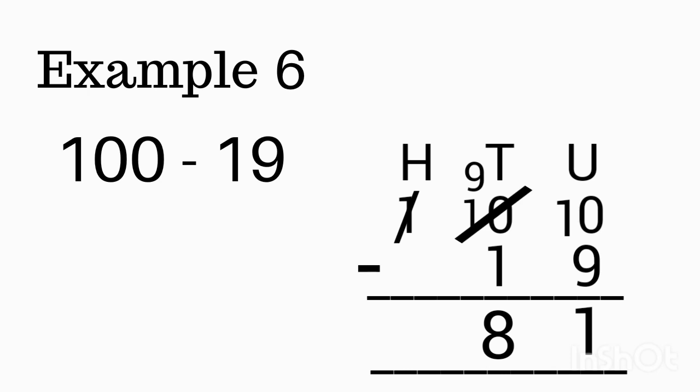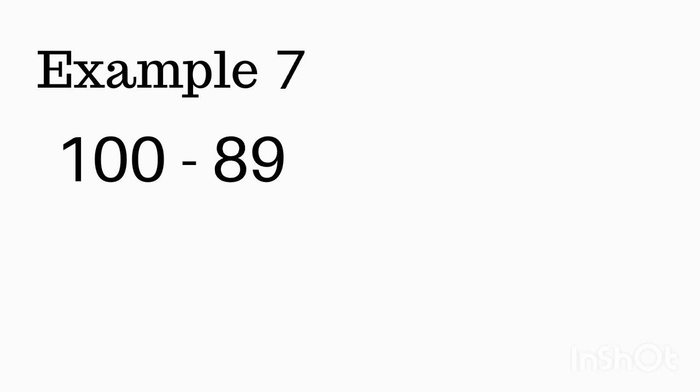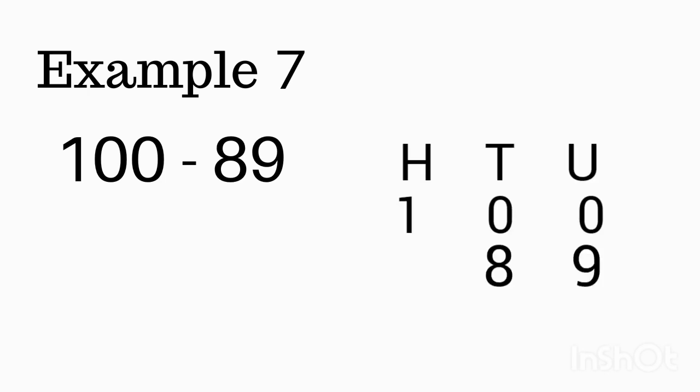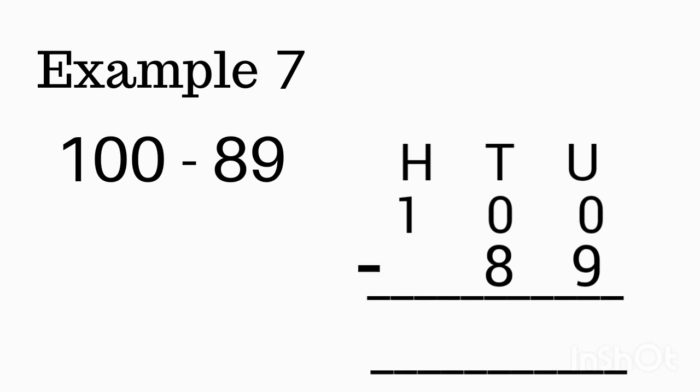Let's move to example 7. Example 7 is 100 minus 89. So we will do just the same thing. Put 100 under 100, tens and units. Put 89 under tens and units and subtract. 0 minus 9 under the units column, cannot. We move to the tens column, it is still 0. We move to the 100 column and borrow 1.